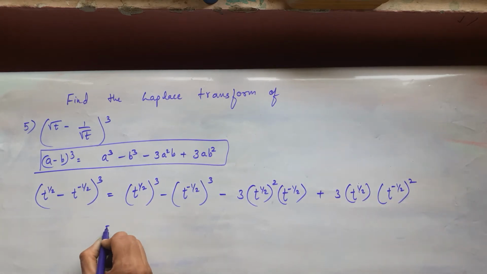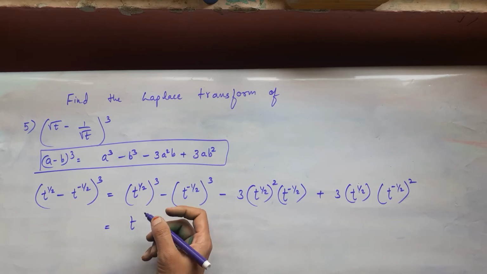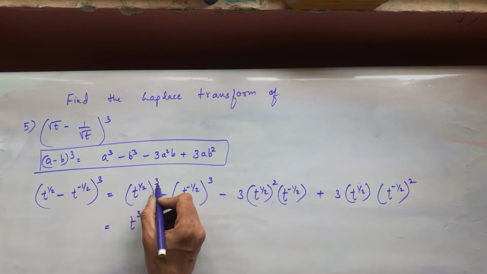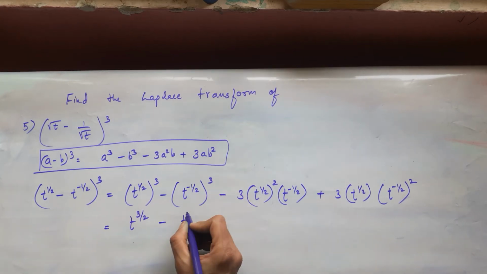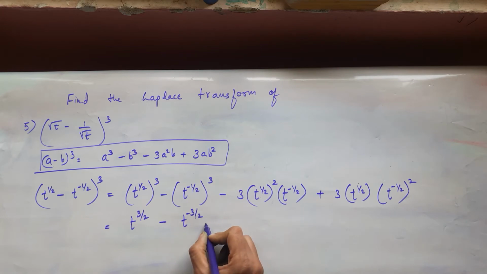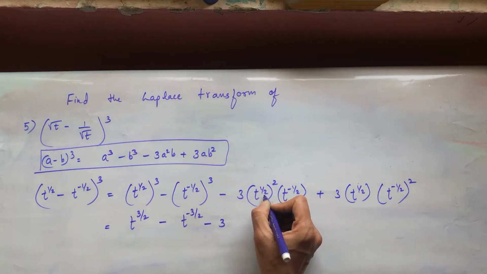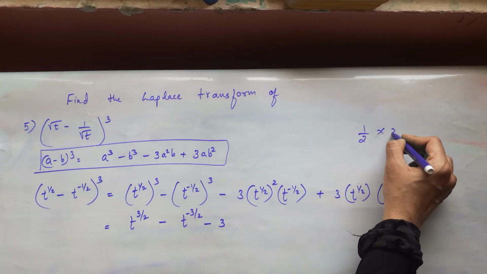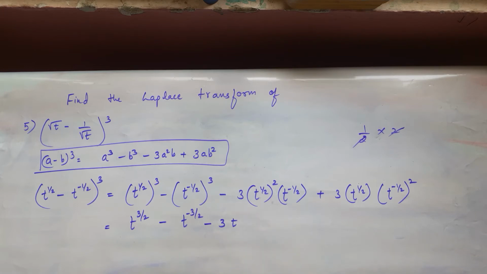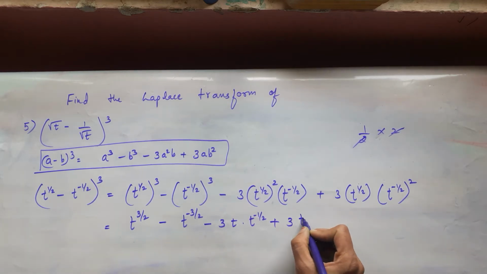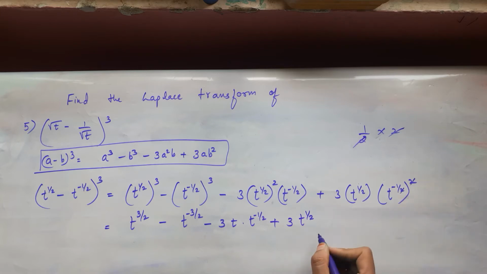Now this is equal to t to the power half into 3, it is 3 by 2, minus t raised to minus 1 by 2 into 3, t raised to minus 3 by 2, minus 3 into the 2 present here, it is something like half into 2, so 2 gets cancelled. Here also 2 gets cancelled. It is 3t as it is into t to the power minus half, plus 3 times t to the power half; similarly your 2 and 2 get cancelled, t to the power minus 1 you will get.